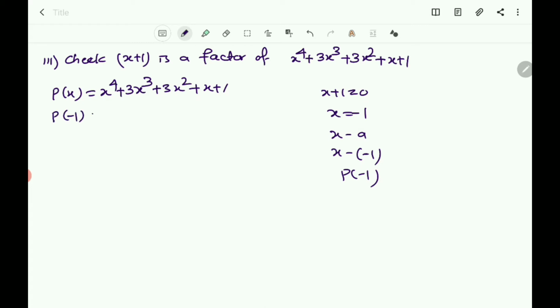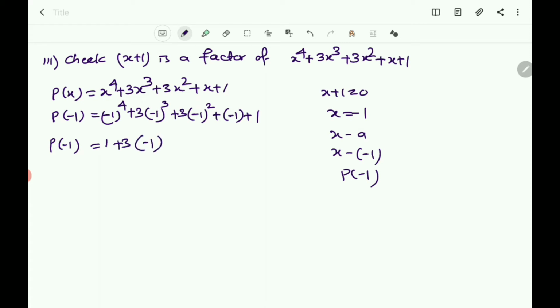P of minus 1 is minus 1 to the power of 4 plus 3 into minus 1 to the power of 3 plus 3 into minus 1 to the power of 2 plus minus 1 plus 1. So P of minus 1 equals minus 1 to the power of 4, which is 1. Plus 3 into minus 1 to the power of 3, which is minus 1. Plus 3 into 1. Then plus minus 1 plus 1.